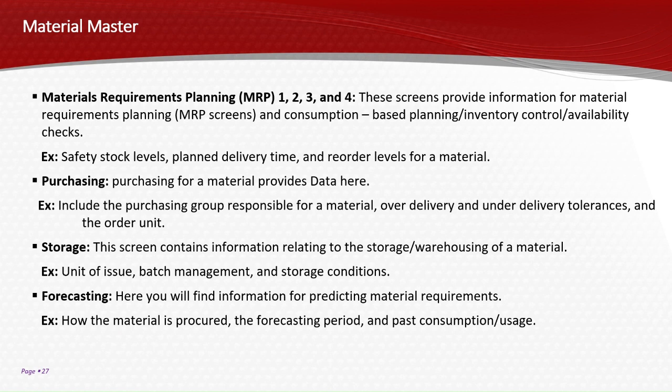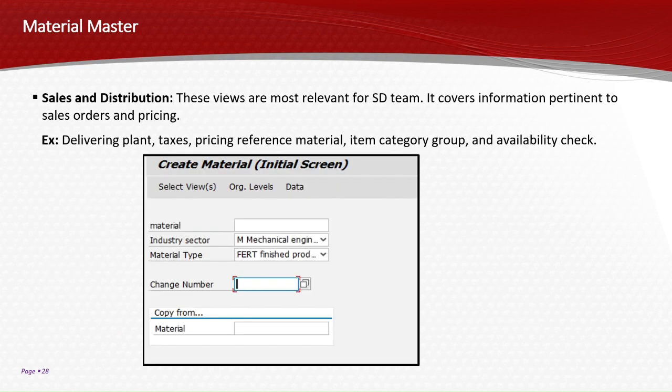Next view is the forecasting view. Here you will find the information for predicting material requirement. So for example, how the material is procured, the forecasting period, and past consumption, etc., you can maintain in the forecasting view. Next one is the sales and distribution view. So these views are most relevant for the SD team. It covers the information related to sales orders and pricing, etc. For example, delivering plant, taxes, pricing, reference material, item category, etc.